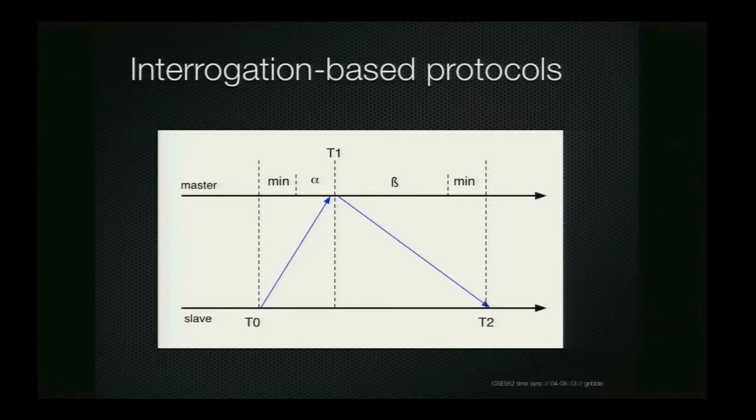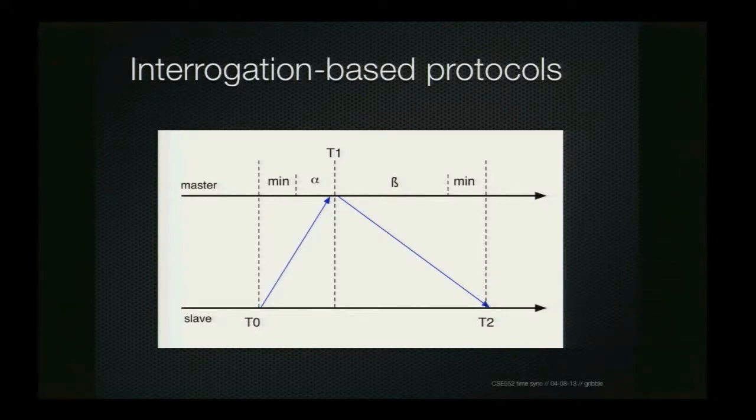At slave's time t0, the slave sends an interrogation request to the master. When the master receives it at master time t1, the master immediately sends back a response containing t1. Then that response propagates over the network back to the slave, and the slave measures it at time t2. So this is basically how all time synchronization protocols work, some variation of this.